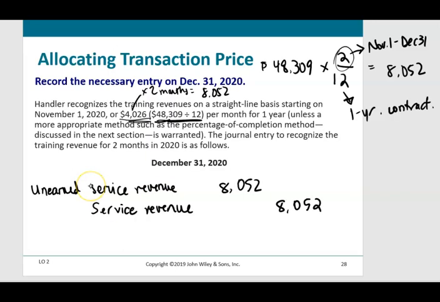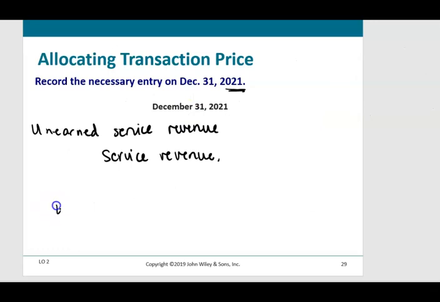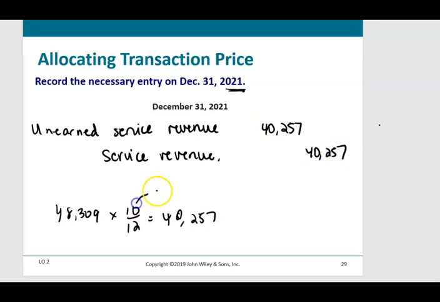And how much would it be? Well, we said monthly it was 4,026. So we could take the 4,026 that we see here and multiply it by 10, or we could say the 48,309 multiplied by 10 out of 12. And we get 40,257. This is the next 10 months of training. And this was, again, provided January 1st, and then continuing for 10 months, so through September 30th when that contract was finally completed. Or, sorry, October 31st. So this would be January 1st through October 31st when we're completing that 1-year contract for training.